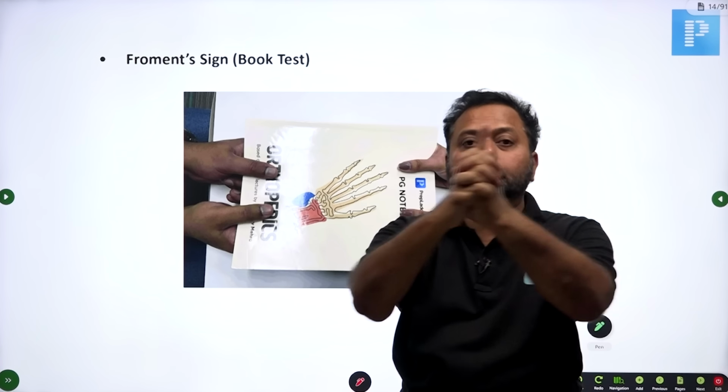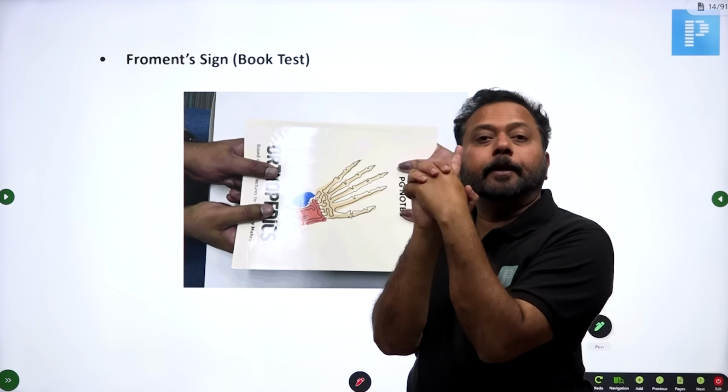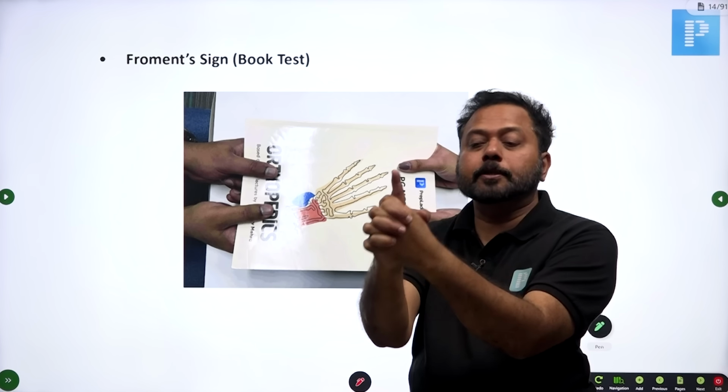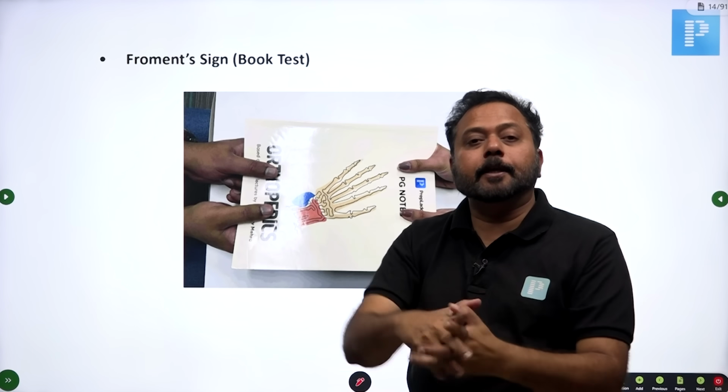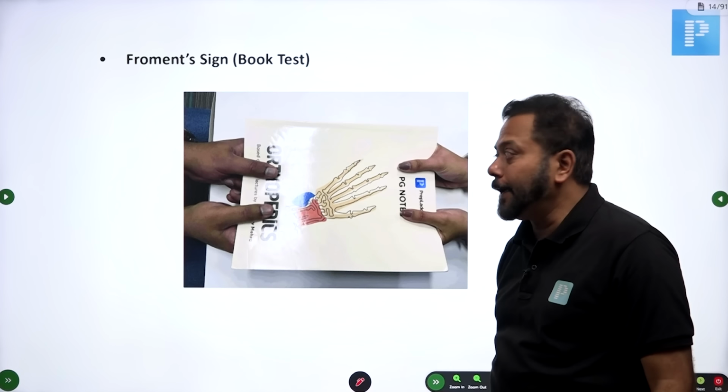Church fathers used to do like this. So this is called benediction sign. This is called Froment's test. This is called Oshner's clasp test. The lesion is at the median level, median nerve, not ulnar nerve. So that is the exception.